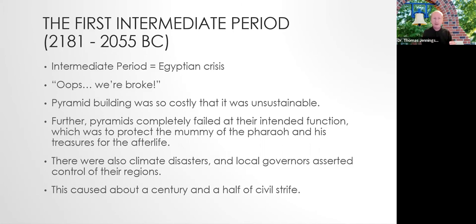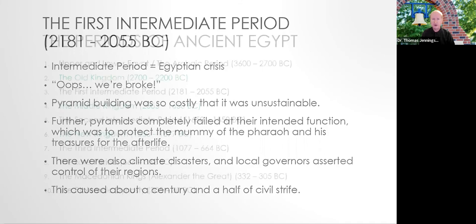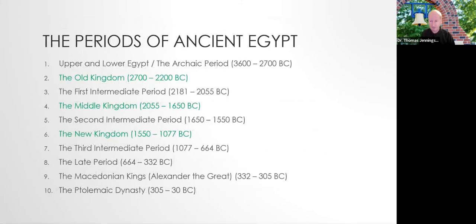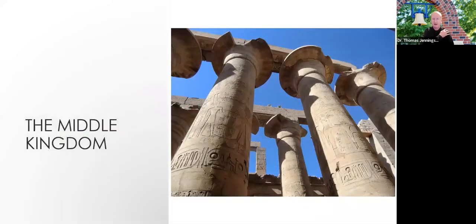And you didn't have to loot everything to be rich. You only had to loot one thing because all this gold and treasure was in there. It made it a super easy target. And they're like, why are we bankrupting the country on these useless pyramids? And that was the end of pyramids. And there was also some climate disaster. Regional governors rebelled against this costly spending. And you have about a century and a half of kind of civil war caused by this bankruptcy. And then we enter the Middle Kingdom, which lasted from 2055 to 1650 BC.